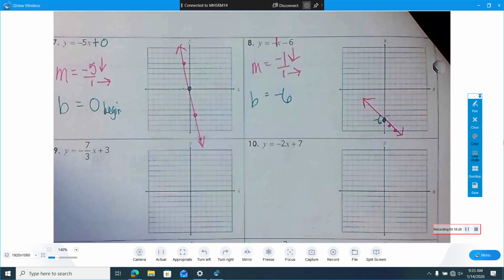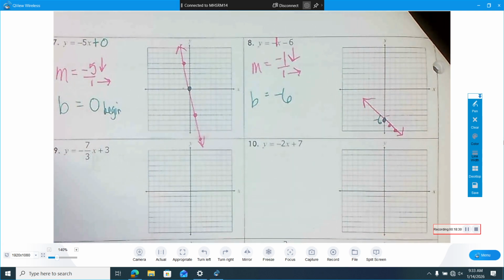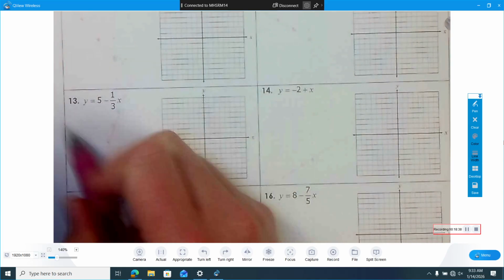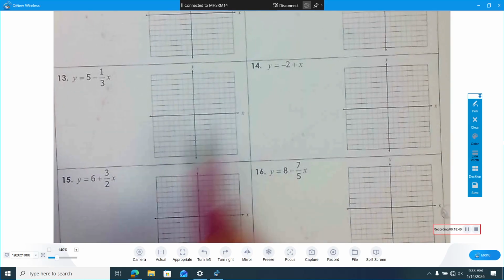All right. Here we go. What I saw was very, very good, ladies and gentlemen. But I want to look at down here real fast. Just so we can be clear here, what's different about 13, 14, 15, and 16?